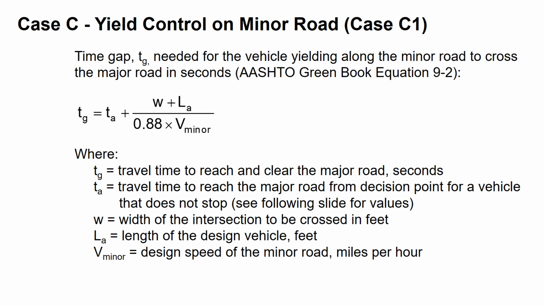For our time gap, this is how we're going to calculate it for the vehicle yielding along the minor road to cross the major road, and this is going to be in seconds. So our time gap is equal to our travel time to reach the major road from the decision point. So this is accounting for that a vehicle is going to yield, not stop. So they're still going to be moving. So we'll have to look up the value for T sub A. And then the second component here is W, which is the width of the intersection to be crossed in feet, plus the length of the design vehicle in feet, divided by 0.88 times the design speed of the minor road in miles per hour.